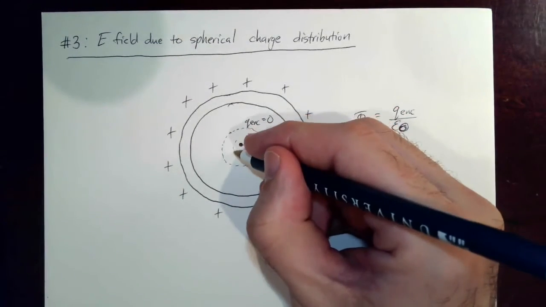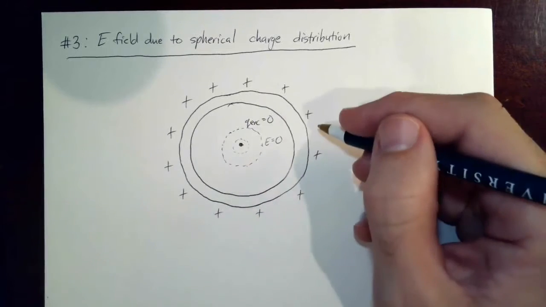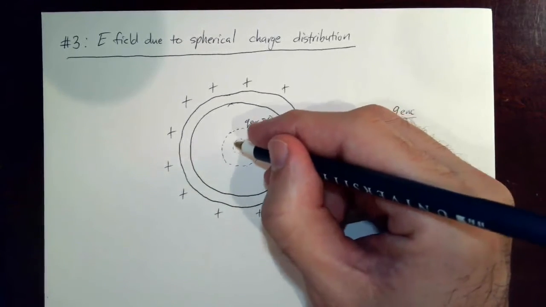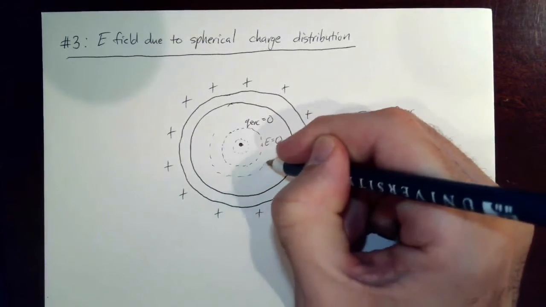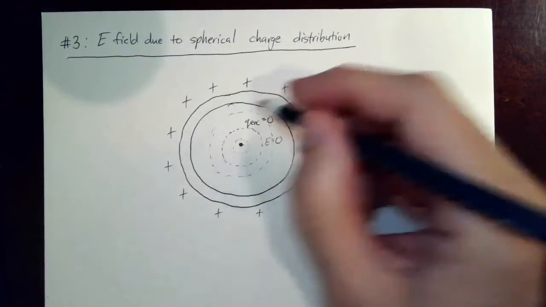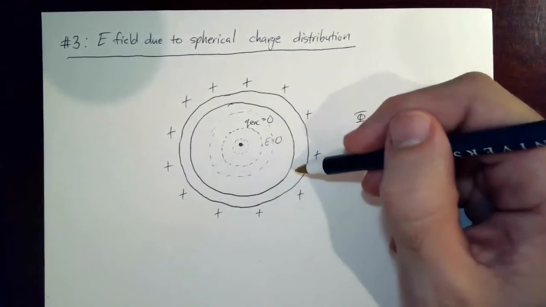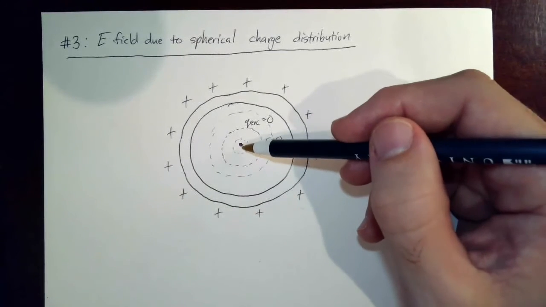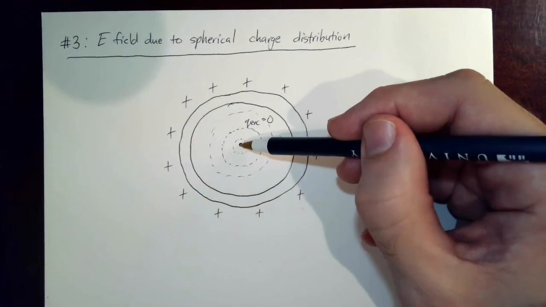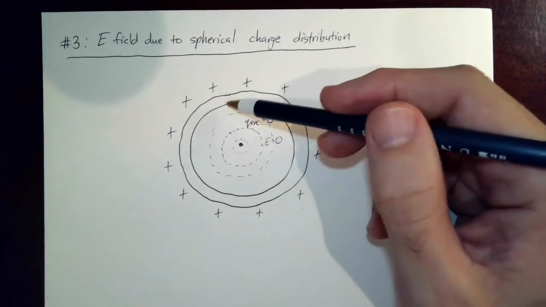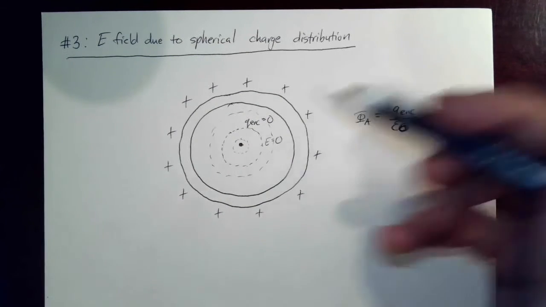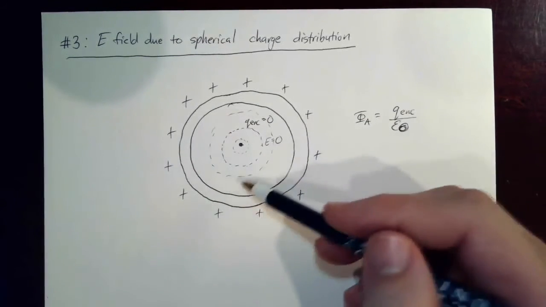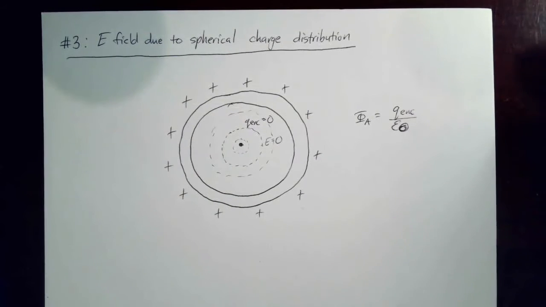Now, if I draw a smaller surface, I get the same result. No charge enclosed, no electric field on the surface. And it's plain to see that that would happen no matter which surface I chose, no matter how small or how large. And so even if I get down to an infinitesimally small surface, I can show very easily, without really doing much of a calculation at all, that the electric field everywhere inside of this spherical charge distribution is 0.